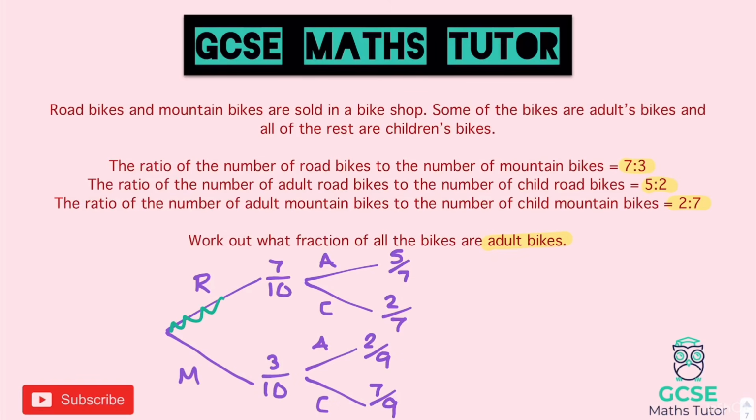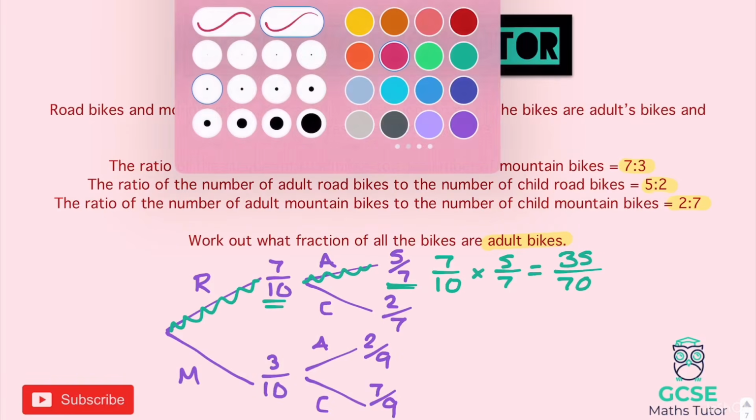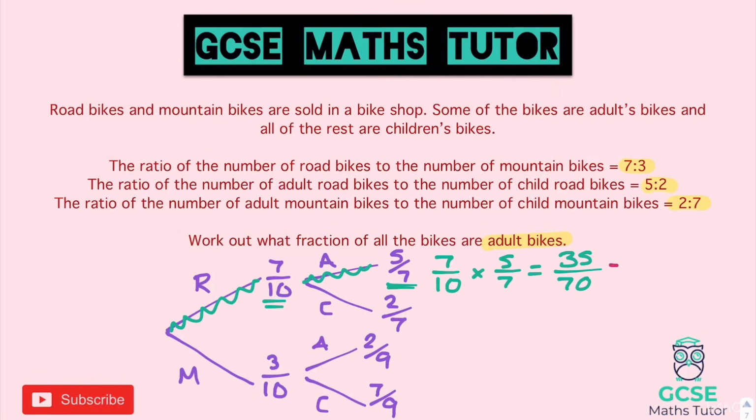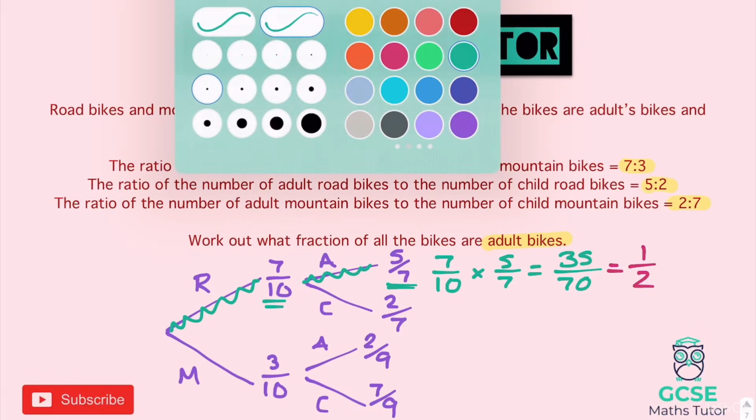So the road bikes, we go through 7/10, and then adult 5/7. So let's times them together. So 7/10 multiplied by 5/7. And that gives us 35/70. Now straight away, I'm just going to simplify that. 35/70 is 1/2, okay, so I'm just going to simplify that straight down to a half. Right, that's quite nice then.